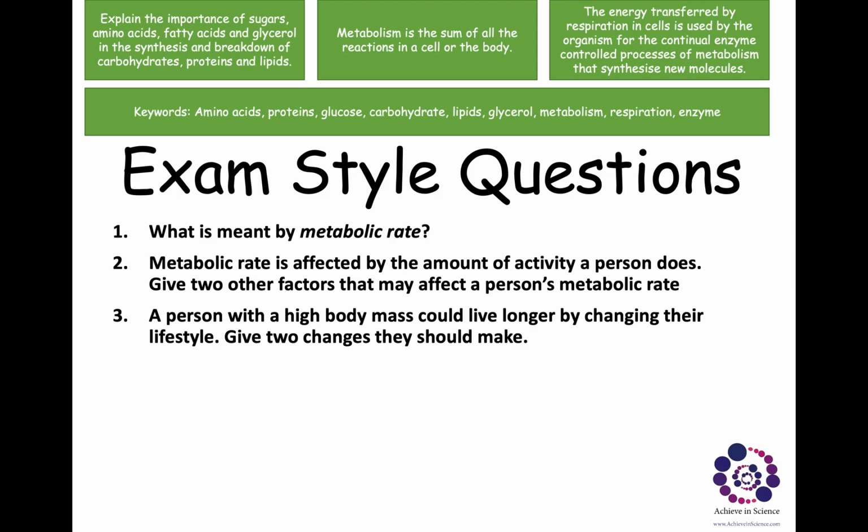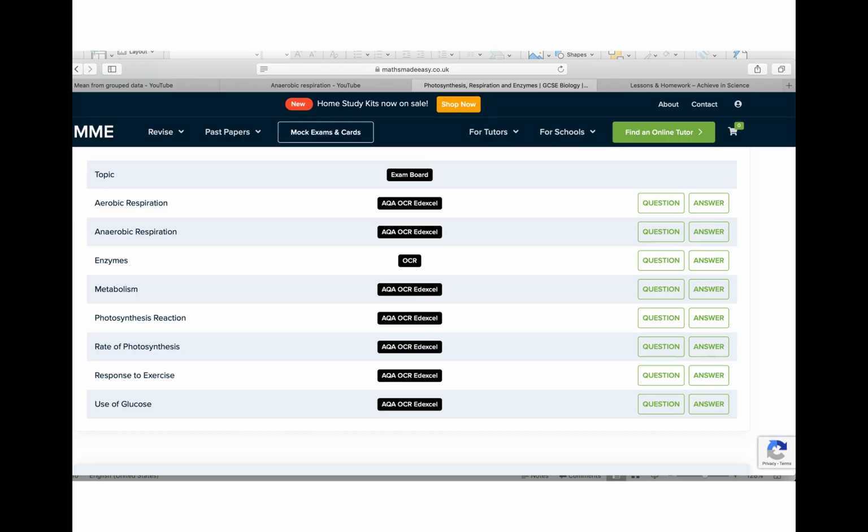So, three questions. What is meant by metabolic rate? Please do this on a piece of paper or in your book. Metabolic rate is affected by amount of activity. Give two other factors. A person with a high body mass could live longer by changing their lifestyle. Give two changes they should make. I don't mind you researching from the internet or using the information in this video, whichever way you want to do it. Please do this.